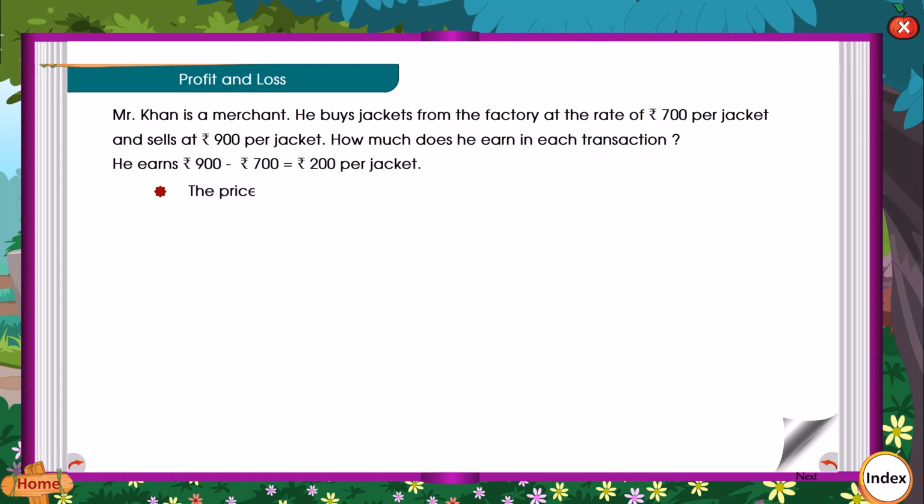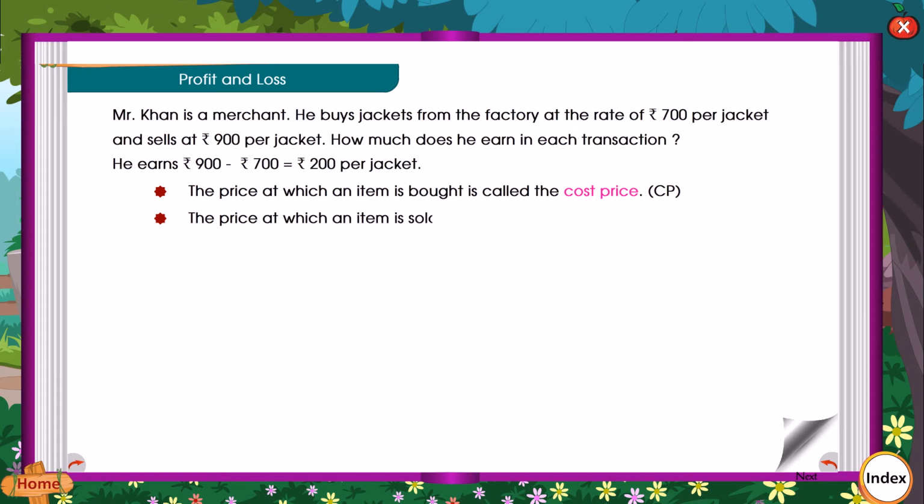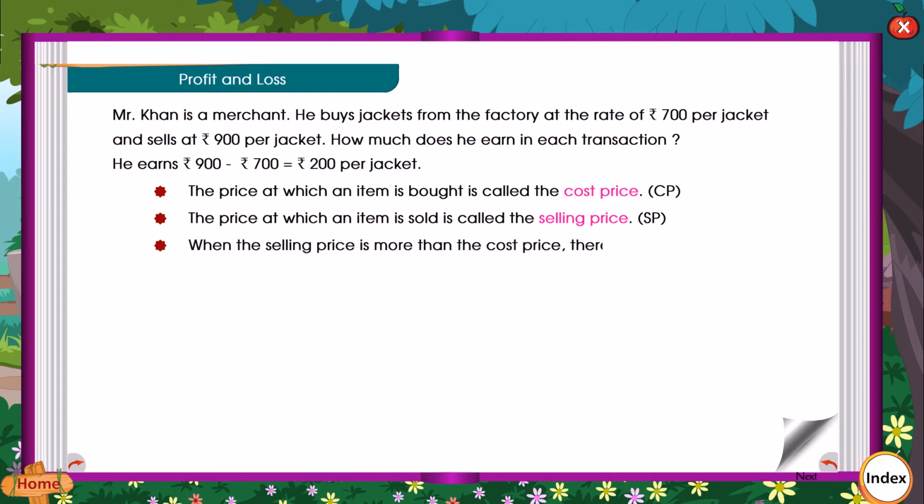The price at which an item is bought is called the cost price, CP. The price at which an item is sold is called the selling price, SP. When the selling price is more than the cost price, there is a profit. Profit is equal to selling price minus cost price.